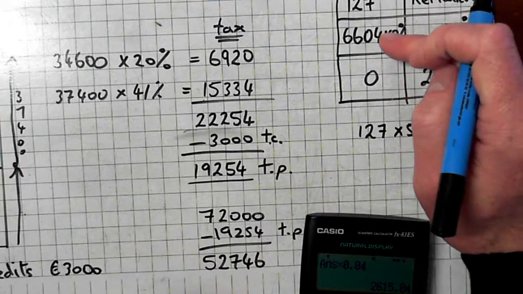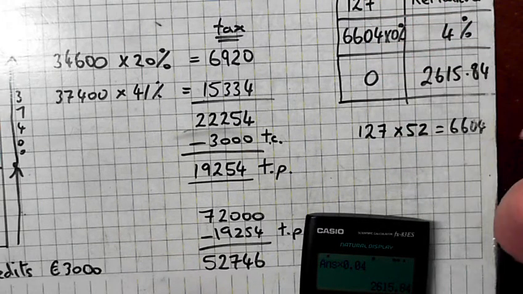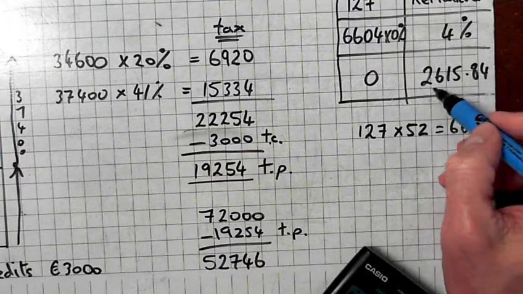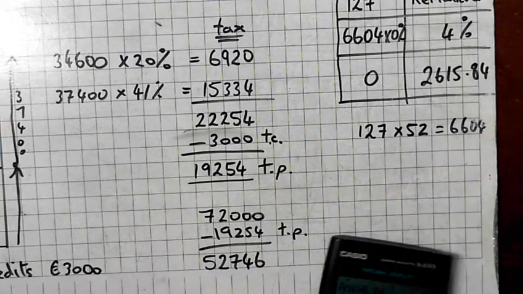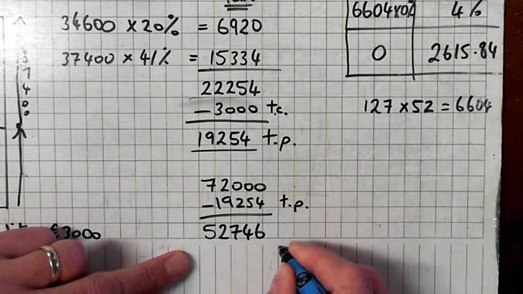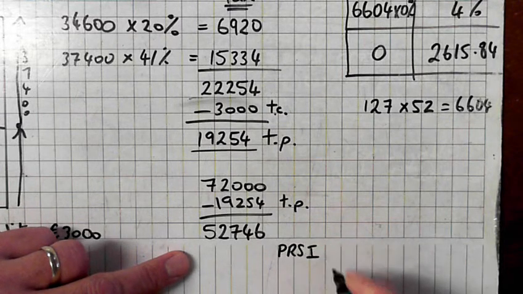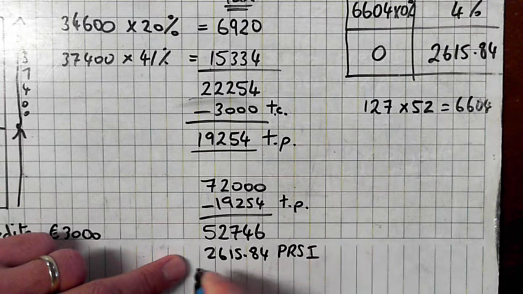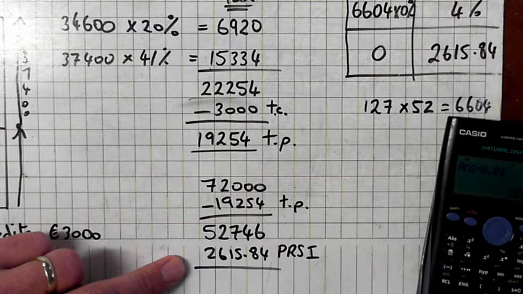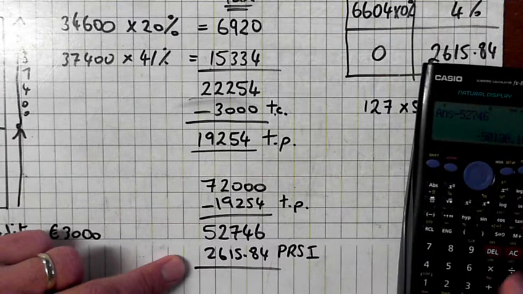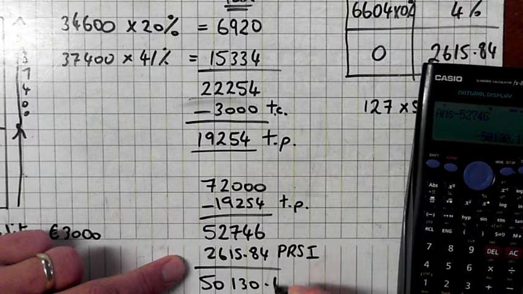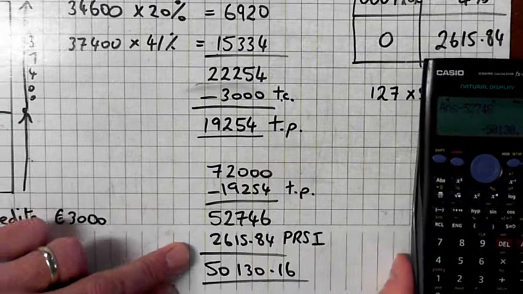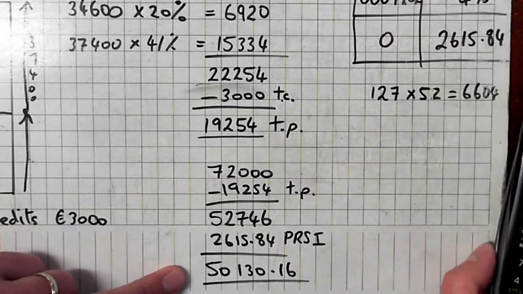Okay, and at 0%, on the first €127 a week, you pay nothing. So that's your total amount of PRSI, 2,615.84. So we have to take that away, minus PRSI as well. 2,615.84, take that away, and we're down to 50,130.16 euro net income. Okay?